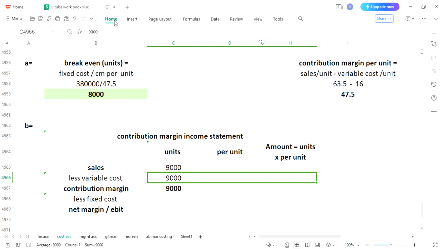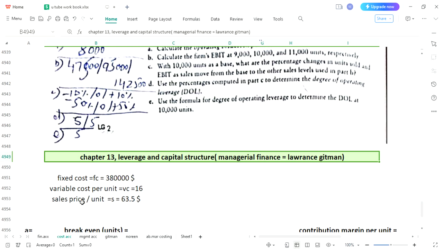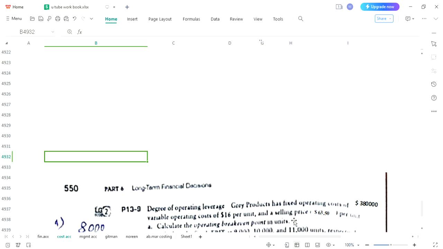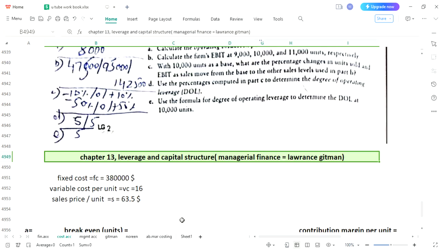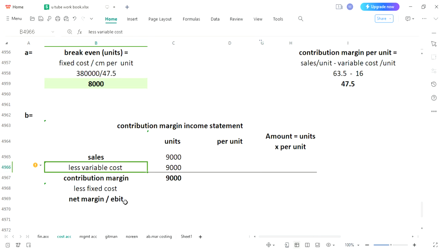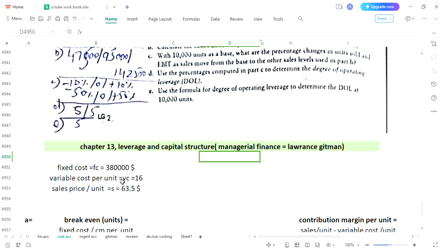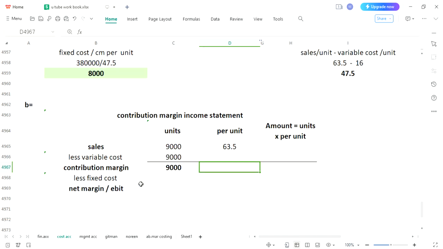Now we need to put per unit cost. So first, per unit sale price we have already mentioned over here from our question. We have written, look over here, selling price 63.5 and we have noted it down. So selling price per unit is 63.50 or 63.5. Now we need to put variable cost. Look over here, we have noted it down. Variable cost is 16 from the question.